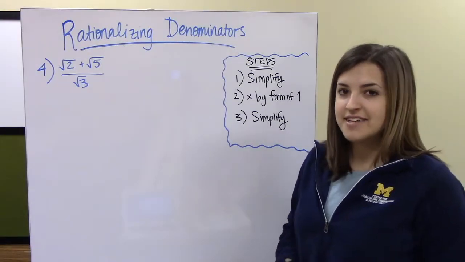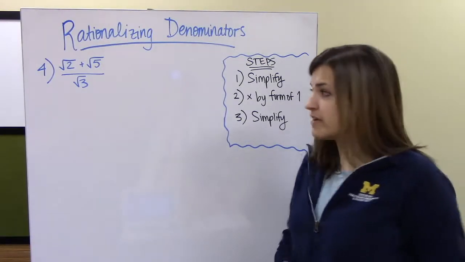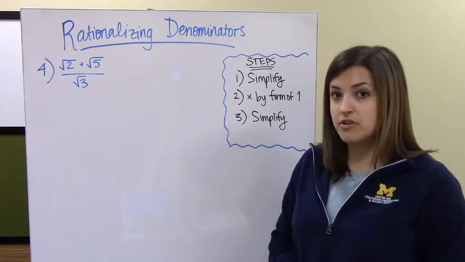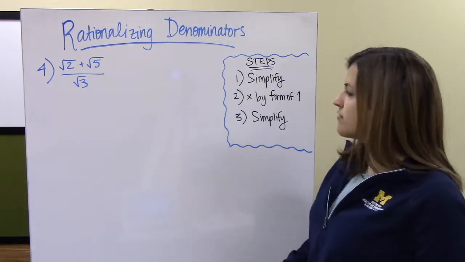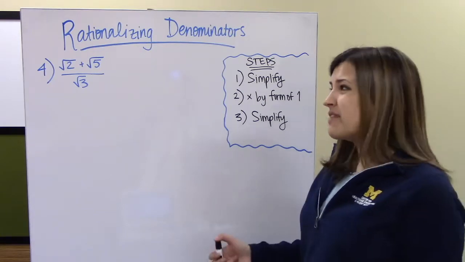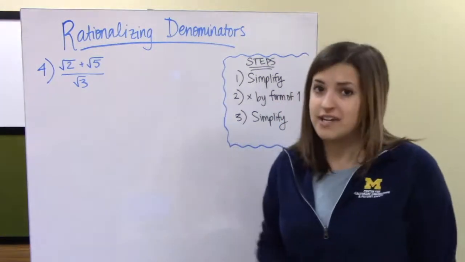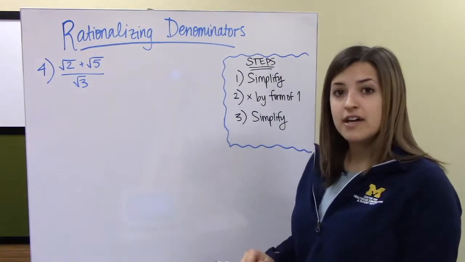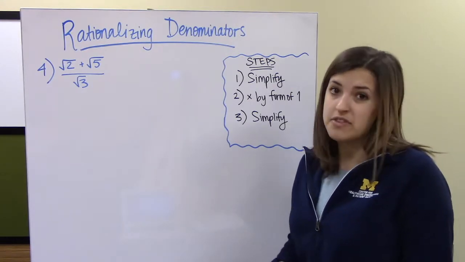All right, in our last example, we have a sum in our numerator. We have square root of 2 plus square root of 5 over square root of 3. So let's follow our steps. Our first one is to simplify. We can't simplify here because these two on top are added. They're not multiplied. And because they're added and they're not like radicals, we can't do anything with them right now.